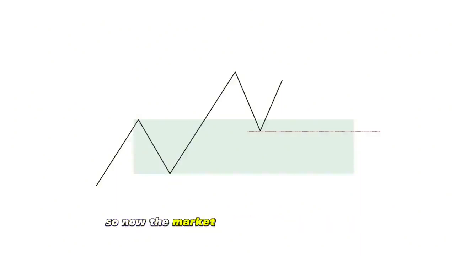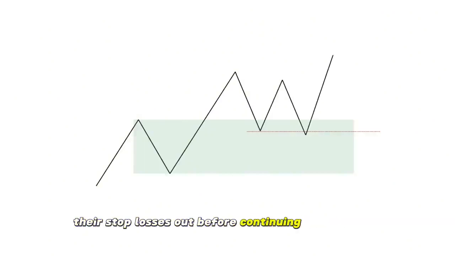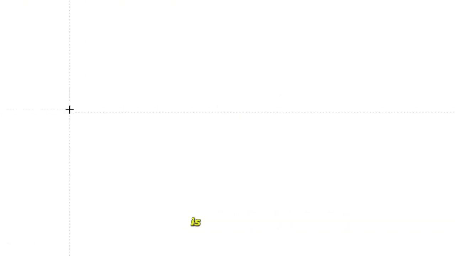So now the market is incentivized to take their stop losses out before continuing to the upside. And that takeout level right there, the liquidity sweep, is our purge. And this makes up our ETM trading model. So let's get into it. The most important thing that you're looking for is your base. So you're looking at your shelves, right?